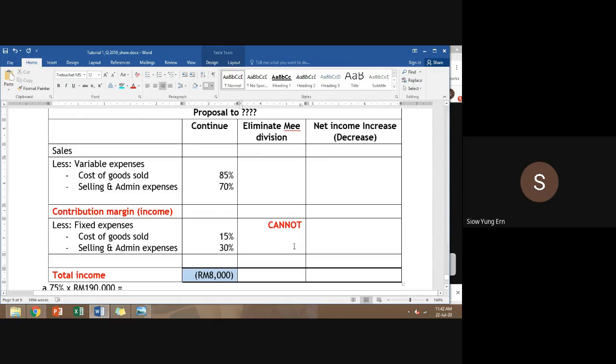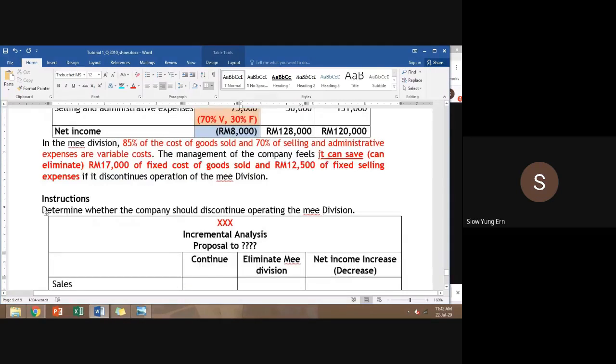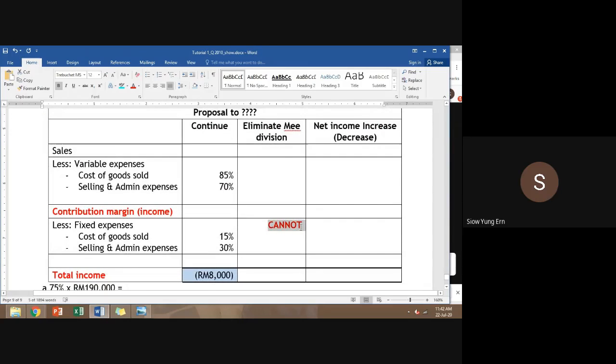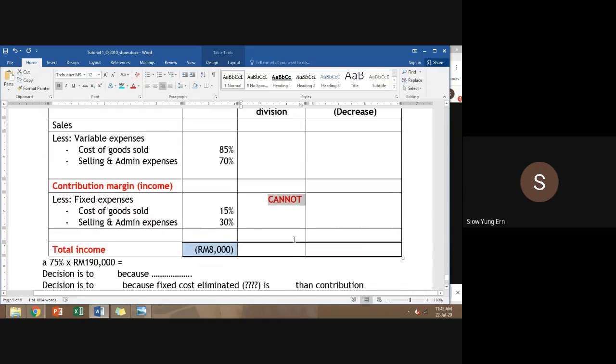17,000 is what you can eliminate. 17,000 is what you can save. It can save means you can eliminate. But this column I'm talking about cannot be eliminated. Your figure is very big.